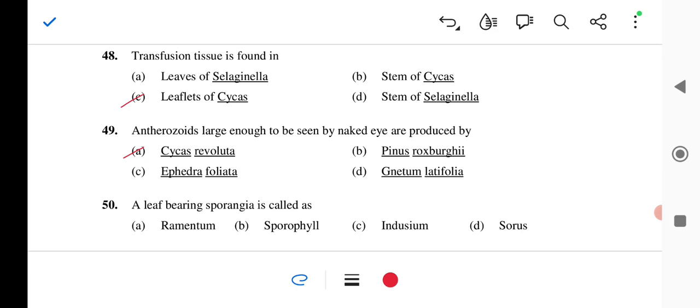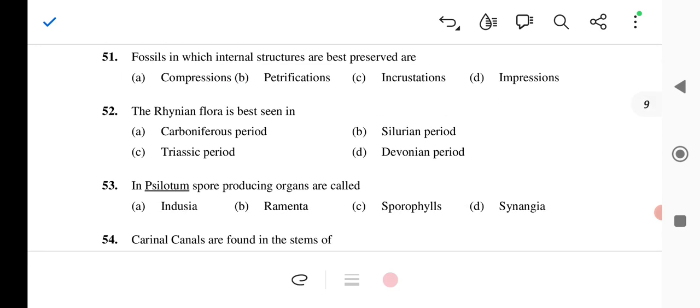Next is a leaf bearing sporangia is called sporophyll. A sporophyll is where sporangia are present. Next is fossil in which internal structures are best preserved. When internal structures are best preserved, it is known as petrification. Next is the Rhynia flora is best seen in. The Rhynia flora is best seen in the Devonian period.